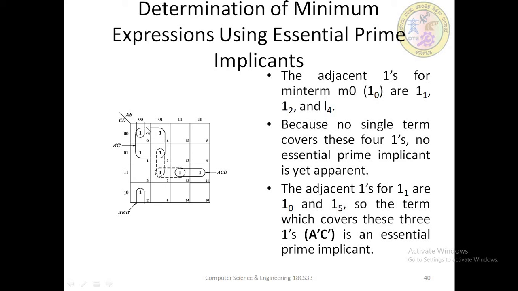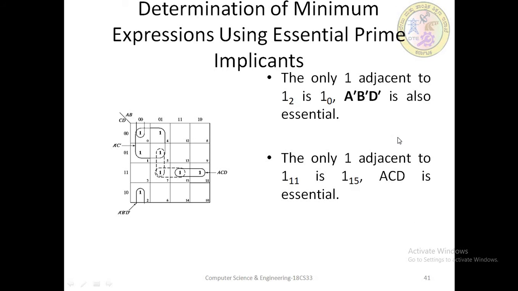So here you can see this is the prime implicant, whatever we are trying to have with a straight line. This will become a prime implicant because it's not shared with any others, so it will become an essential prime implicant. The only one adjacent is ABD, which is also essential. Where it comes, A B bar D, this is also an essential prime implicant because it is not shared with any of the other ones.